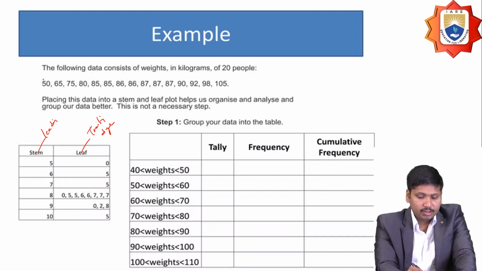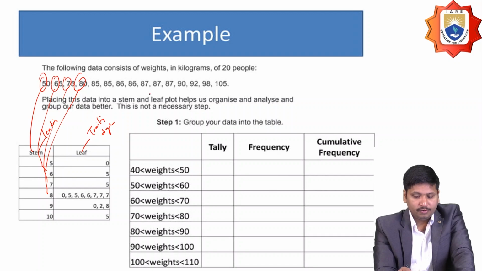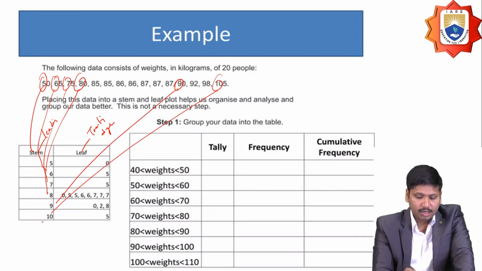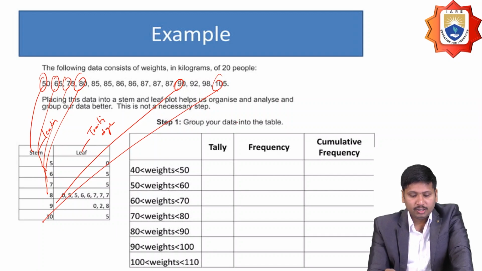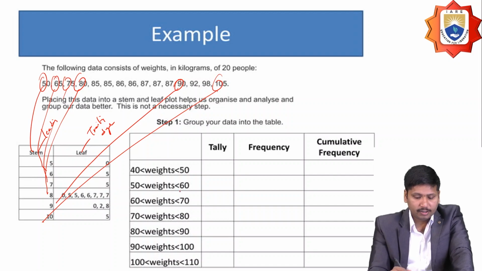If I consider 5, that is a stem. 6 is a stem, 7 also a stem, and 8 also a stem. After 8, I have 9. So 9 is a stem, and 10 is a stem. Once I identify the stems, I can identify the trailing digits of each, and those are treated as the leaves here.